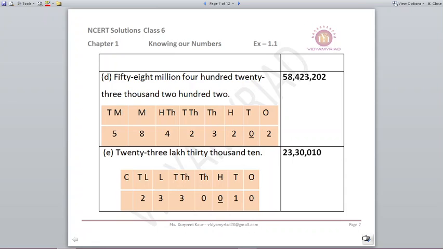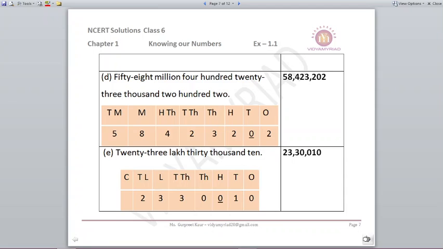And how to write it? You will have the places as 10 million, million, 100,000, 10,000, 1,000 and 100, tens, ones. So you should know this place value, how it is written, and we will arrange the numbers accordingly. So 58 million means 5 will come under 10 million and 8 will come under million. Now 423,000 will come in the middle: 4 will come under 100,000, 2 will come under 10,000 and 3 will come under 1,000.